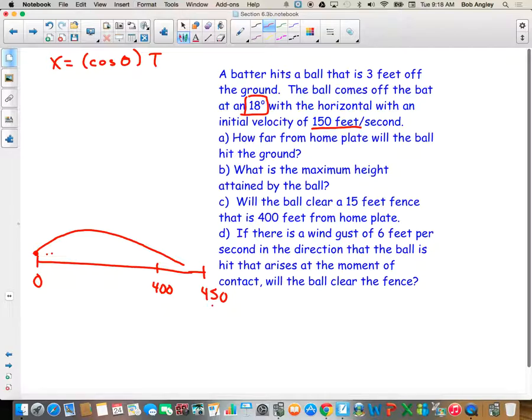Okay, so now what we need to do first is get the horizontal position of the ball. All we're doing is using this formula. And let's see, I left something out there. It was V sub 0 cosine theta times t.